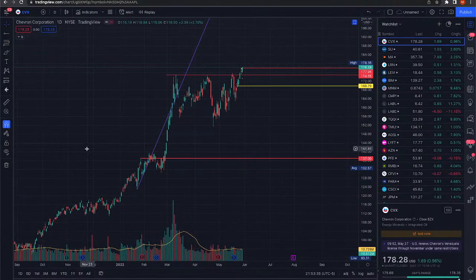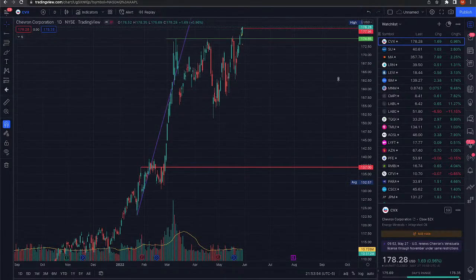So that's how I would play Chevron, and then just keep your stop loss at that breakout point, which is support now. So that green line, right around 175, should be your stop loss, because the next support is way down here at 160, 162, right around 163. So that's a long way. You don't want to wait till then to get out.